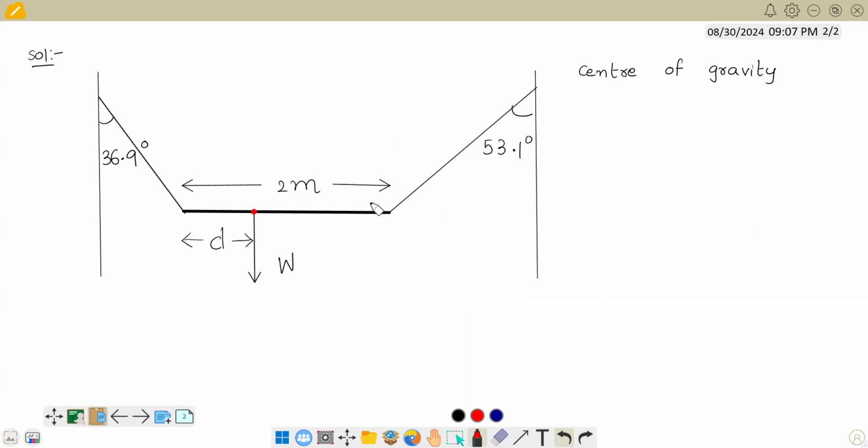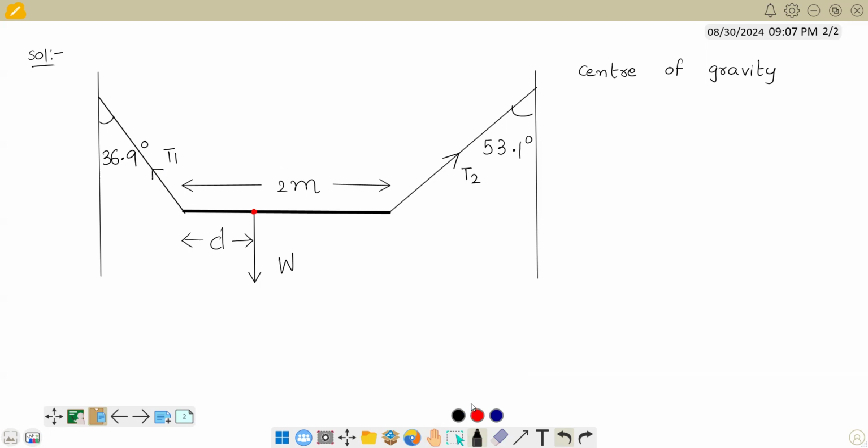To solve the problem, we will draw a free body diagram for the given case. So this is one rope, and let us assume the tension in this rope is T2. This is another rope, and let us assume the tension in this rope is T1. So we have T1 at an angle of 37 degrees approximately, this one I will take approximately 53 degrees, and we have W.